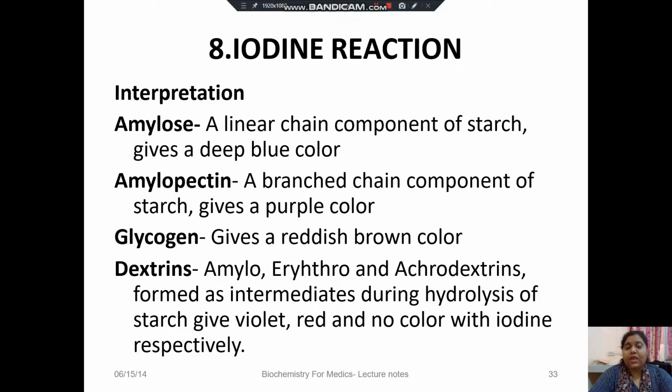Interpretation: amylose, a linear chain component of starch, gives a deep blue color. Amylopectin, a branched chain component of starch, gives a purple color. Glycogen gives a reddish brown color, and in the case of dextrins, amylodextrin, erythrodextrin and achroodextrin, formed as intermediates during hydrolysis of starch, give violet, red and no color with iodine respectively.